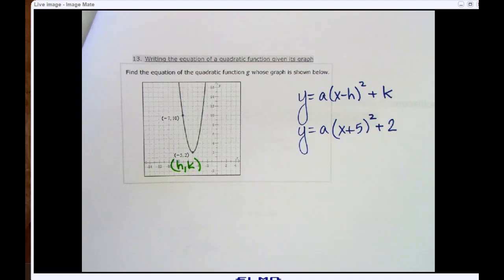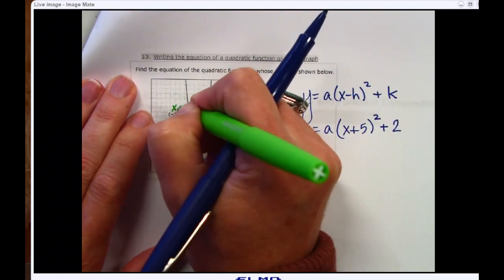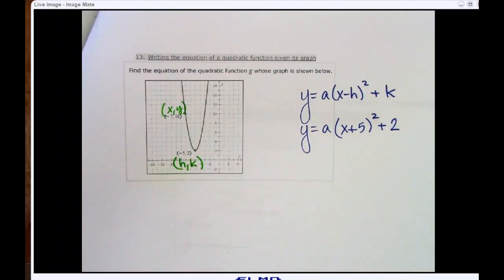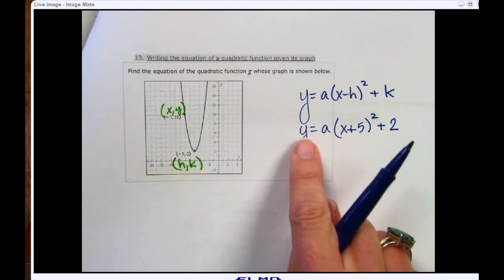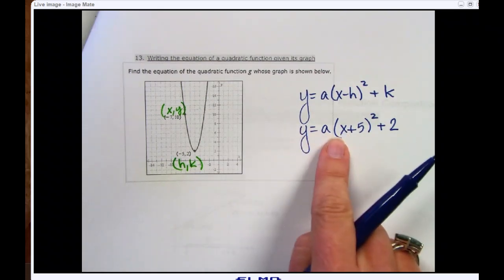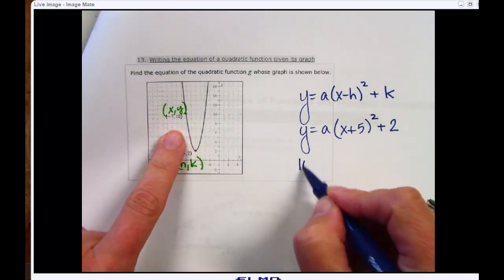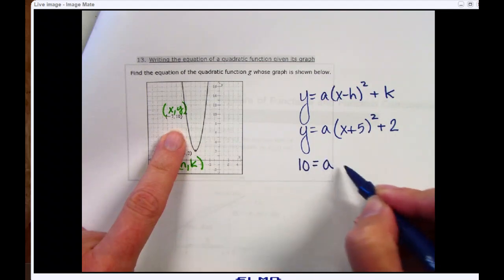Look at the graph. We could look at the graph. Is this an x and a y over here? So could I plug in x and y and solve for my a? That's what we have to do, and that's what I wanted to remind you of. So our y value is 10. We don't know the a.